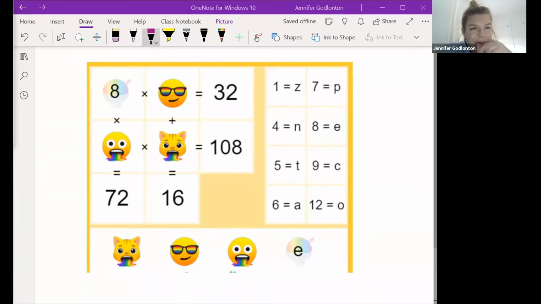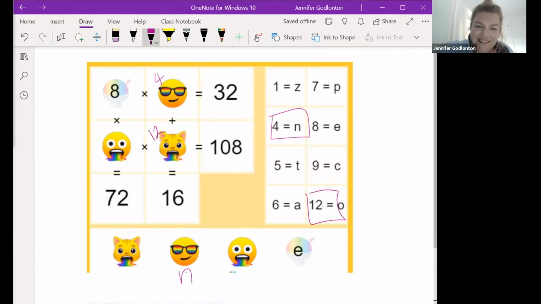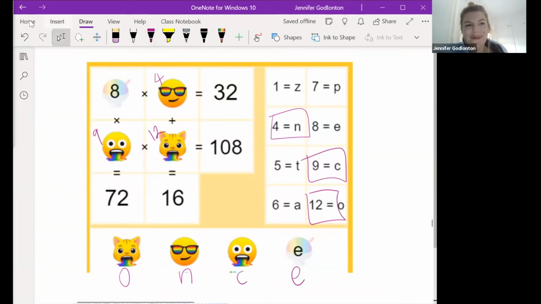Can you help me figure out how to get this? Sure, ma'am. So first, for the guy with the sunglasses, you're going to say 32 divided by 8, which is equal to 4. Nice. And that gives us our letter. And then for the cat spitting out rainbow, you're going to say 16 minus 4, which is going to give you 12. Excellent. And then you're going to say 108 divided by 12, which is going to give you 9. Perfect. And that gives us our C, and we land up with the word 1. Nice job. Well done. That was good.